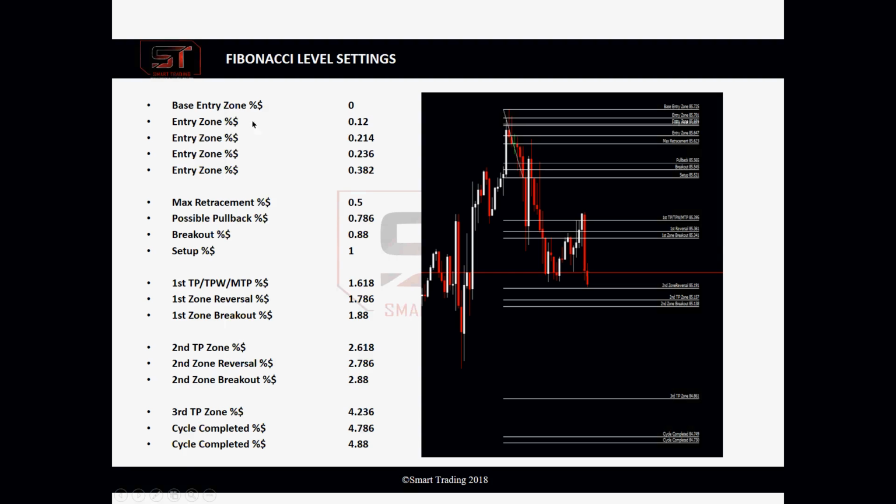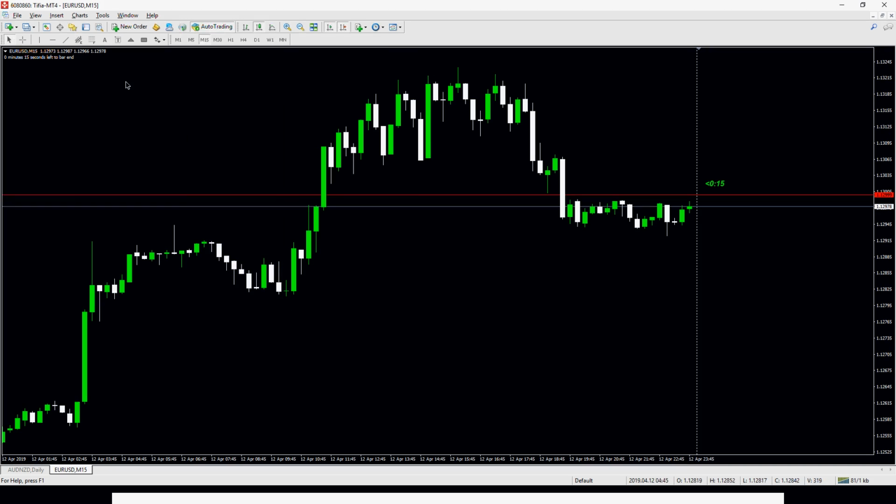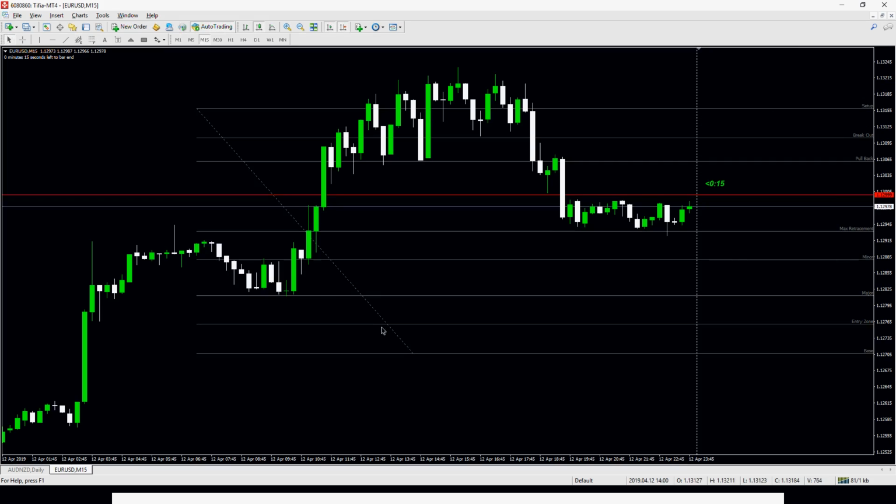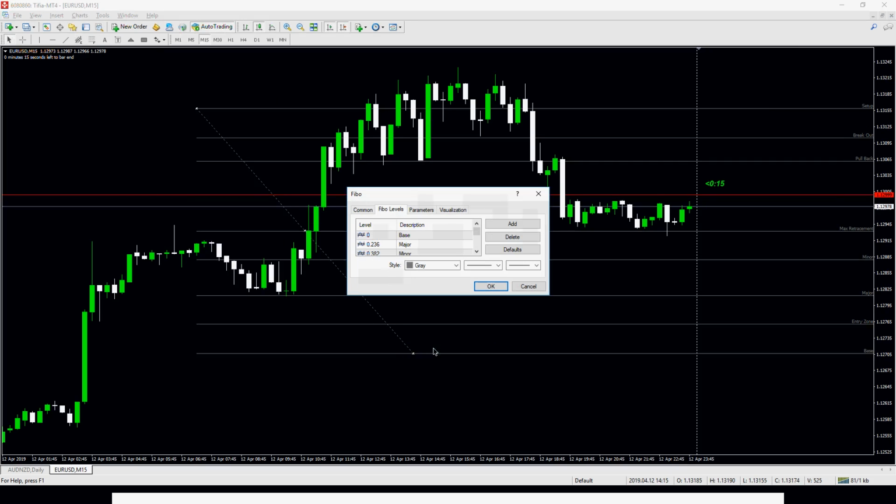Over here, as you can see, there is a percentage and a dollar sign. What it does is, when you put that into the system, it is going to give you the price level of that particular area. So let's just try it on the MetaTrader. Let me pull a Fibonacci. So you go to Fibo properties.